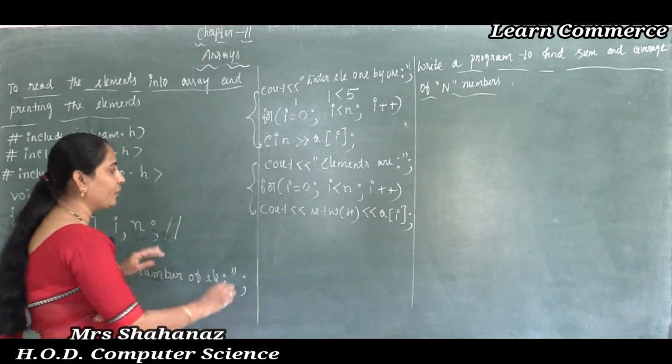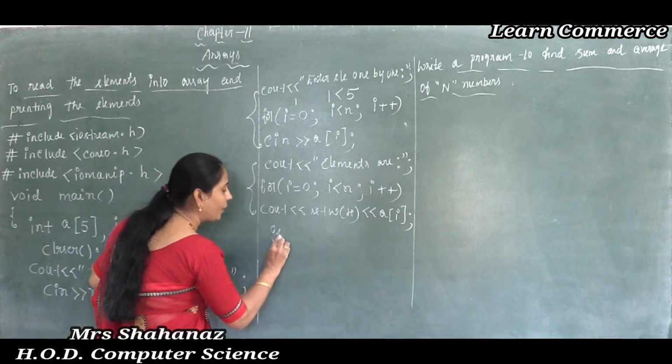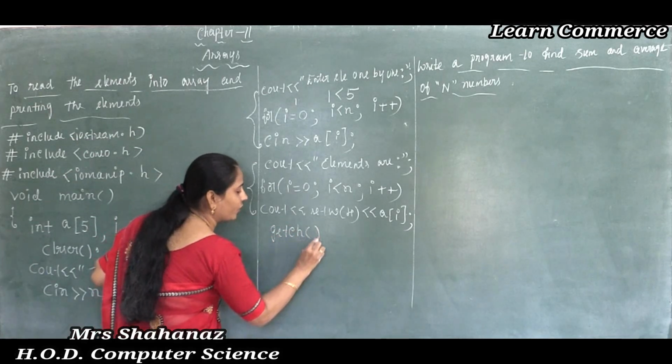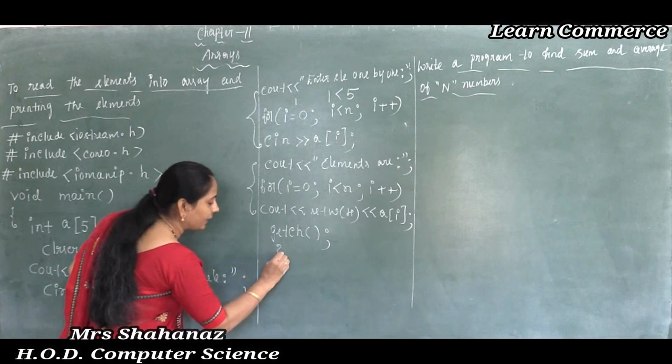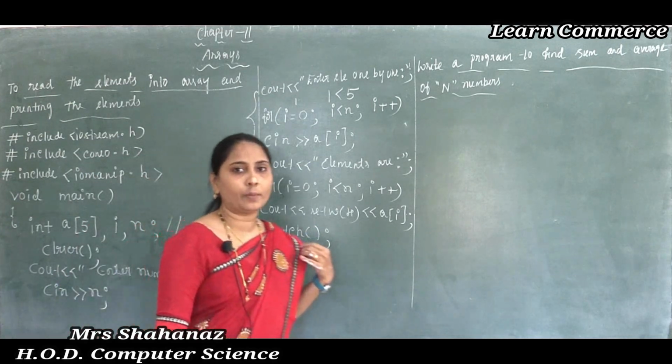As we know, before completing the program, sure we need to use the function. The function is getch() with open close brackets and semicolon, and later next one, the closing of the flower bracket, okay.